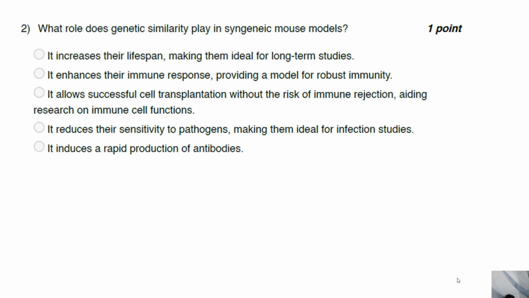Wait for a few minutes. Which one do you think is the correct answer? Anyone?